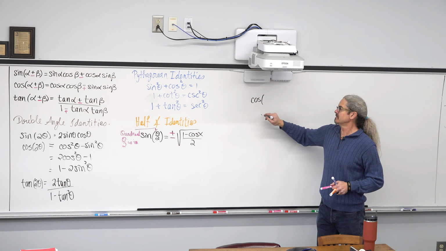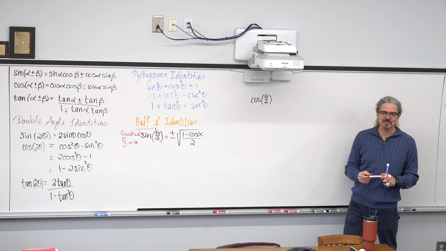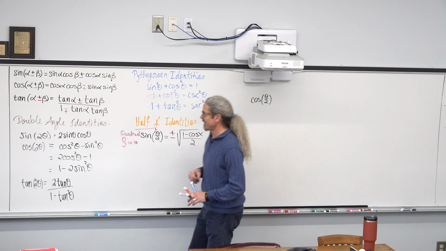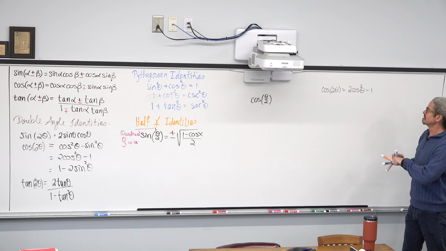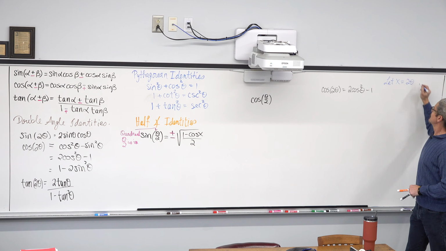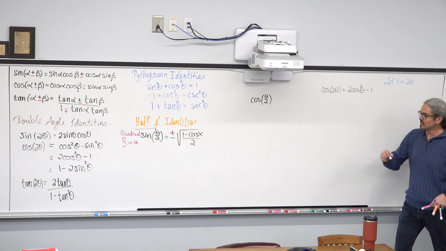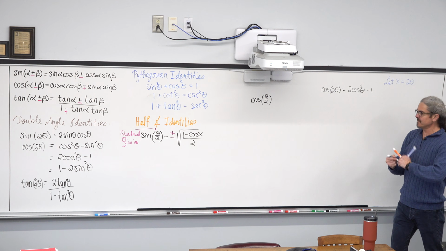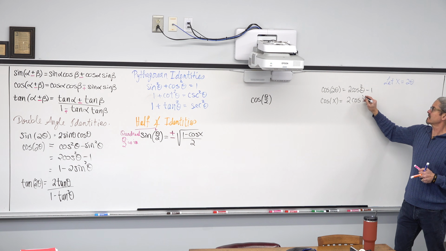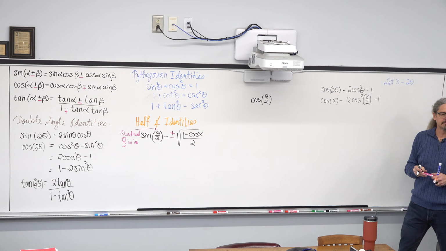What is the cosine of theta over 2? What double angle identity are we going to start with? Cosine of 2 theta is equal to 2 cosine squared theta minus 1. If we let x equal 2 theta, just to make this look a little bit different and match the form of the identities in the book, we have the cosine of x is equal to 2 cosine squared of x over 2, minus 1.